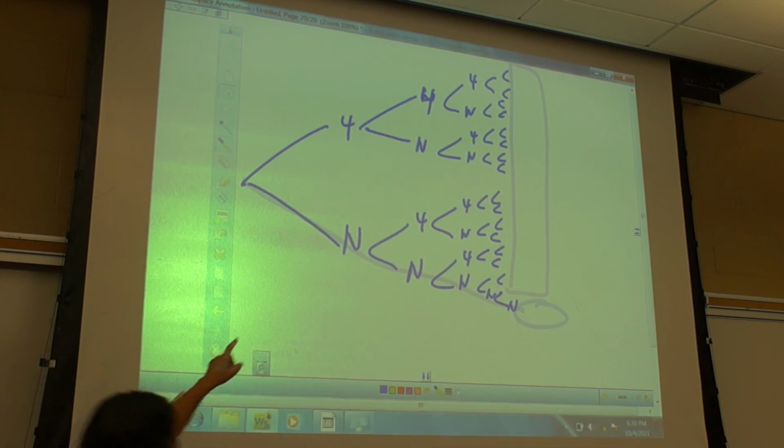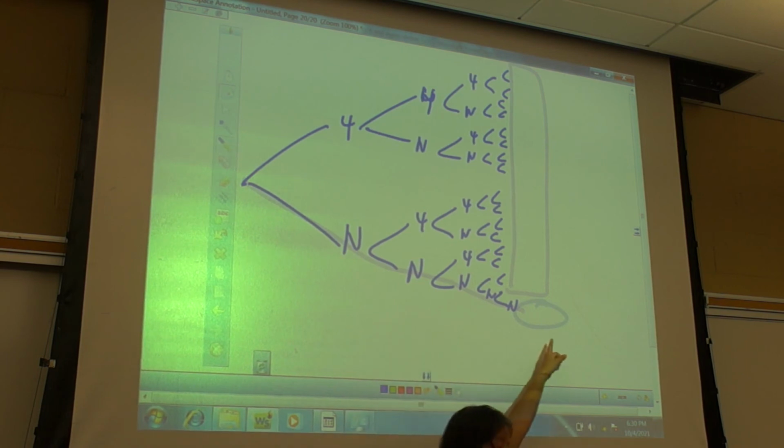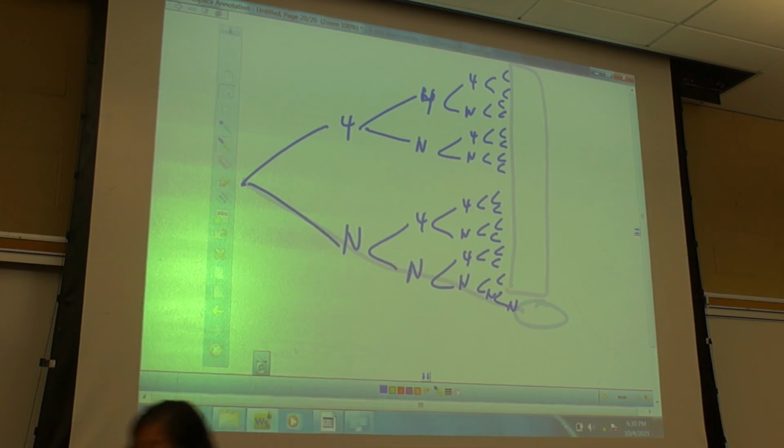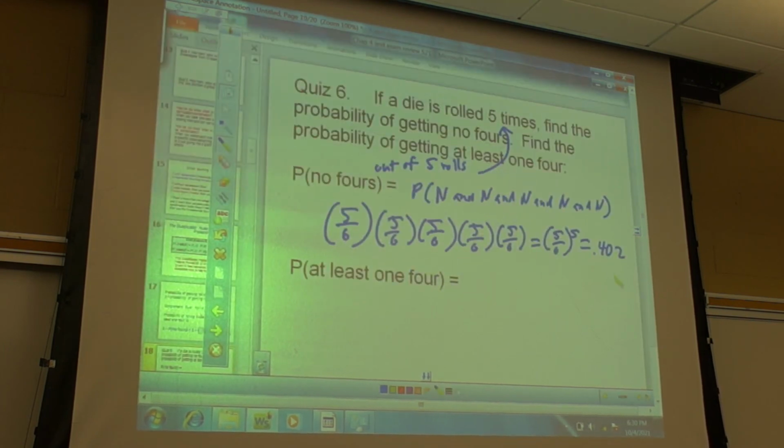So all you gotta do is find the probability that none of them have 4s, and subtract from 1 to find the probability that at least one of them has a 4. So that's kind of what we did. We already calculated the probability that none of them has a 4. It's right here. So at least one means the complement, the rest of them, right? If none of them, then at least one 4 would be the rest of them, 0.598.